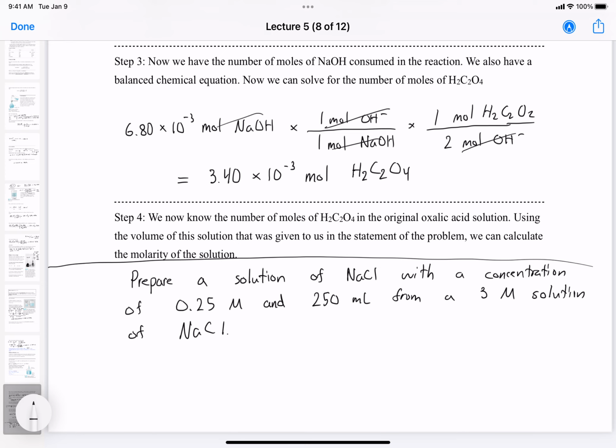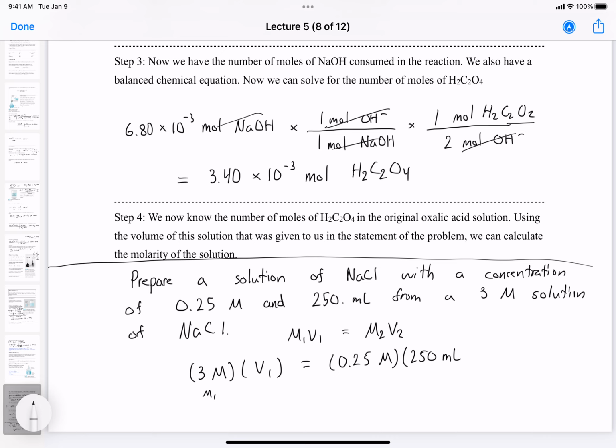So the easiest thing to do is use the M1V1 equation. So I'll do more examples with this. In this case, M1V1 is our more concentrated solution, so we're going to do 3 molar here for M1. And then V1 is what we're trying to solve for, right? We need to find V1 because we don't know the volume of that. Then M2 is 0.25 molar times the volume in liters. So we're going to put 250 milliliters.